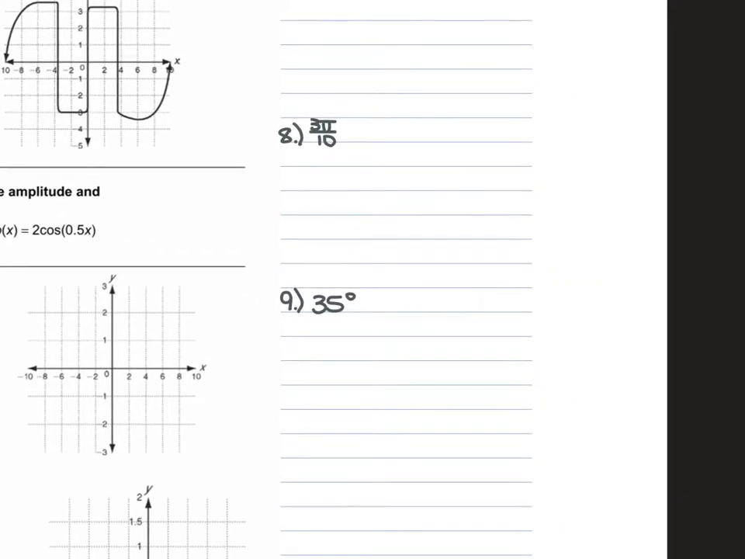For 8, we have 3 pi over 10. So this is going to multiply by 180 over pi. Those pi's are going to cancel. The 10 becomes a 1. The 180 becomes 18. So it's 18 times 3, which is 54 degrees.